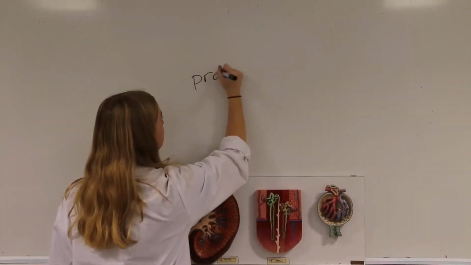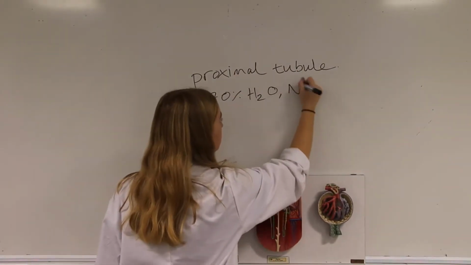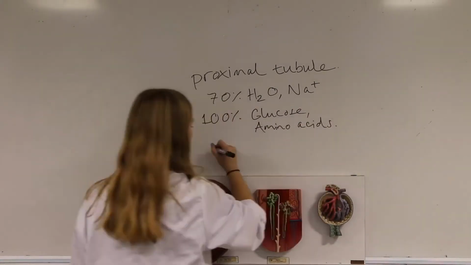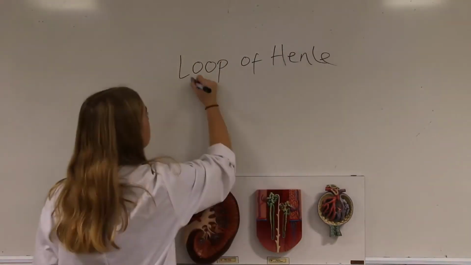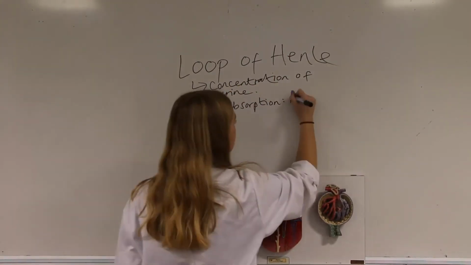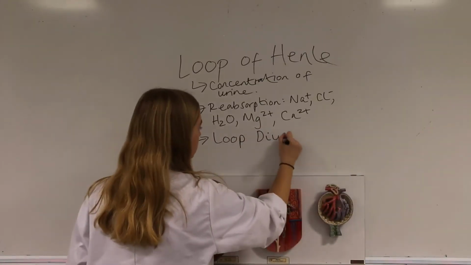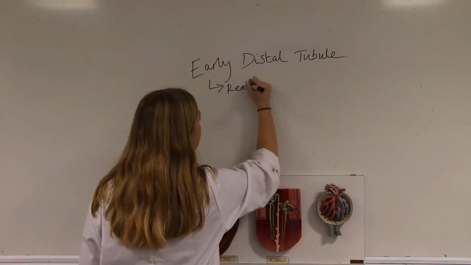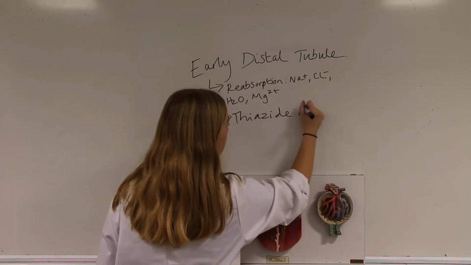The proximal tubule reabsorbs 70% of water and sodium ions in the filtrate produced by glomerular filtration. It also reabsorbs 100% of glucose and amino acids that have been filtered, as well as 90% of bicarbonate. The loop of Henle plays a role in the concentration of urine, as well as the reabsorption of sodium, chloride, water, magnesium, and calcium. It's also the site of action of loop diuretics.